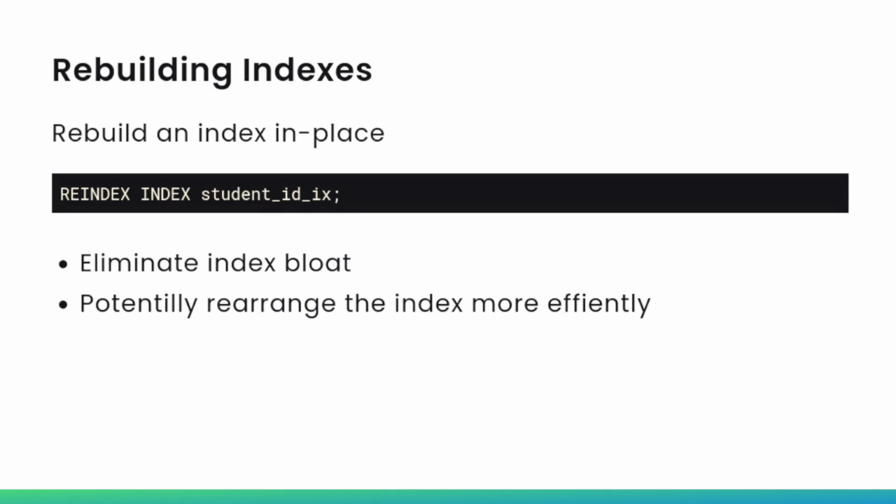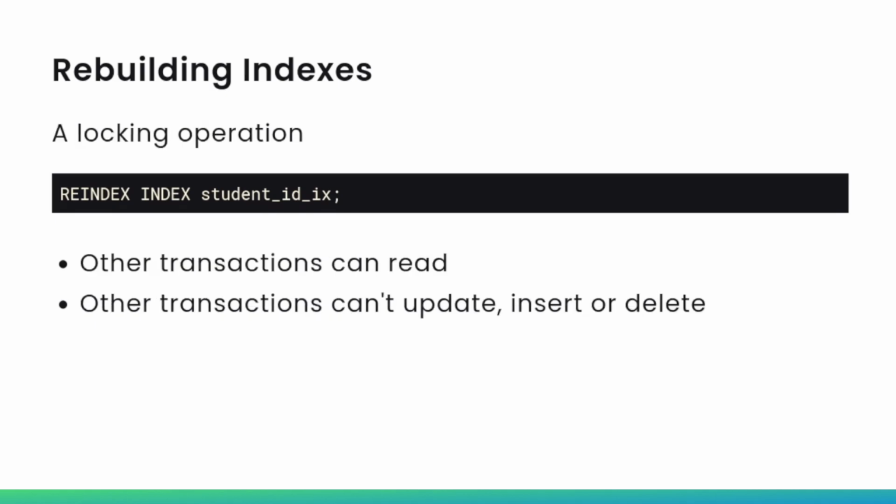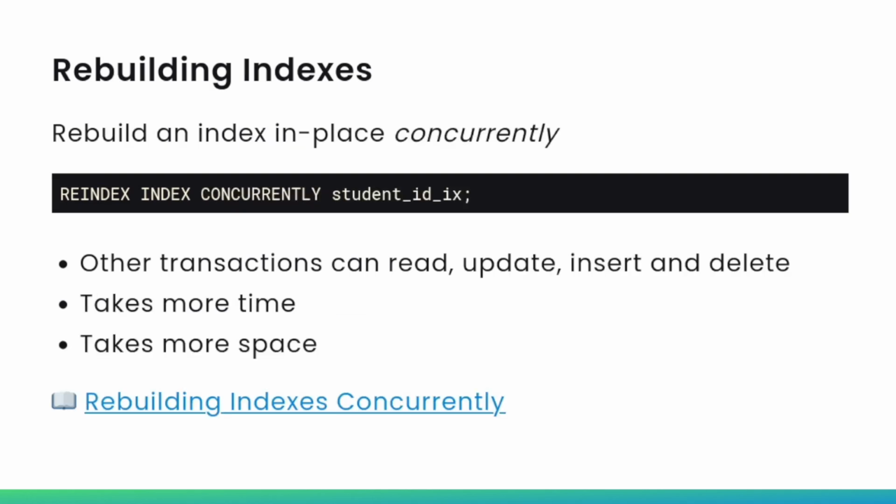The problem with re-indexing is that it's a blocking operation. While you re-index a certain index, other transactions can't use this index for anything. And it may also affect the ability of other transactions to update, insert, and delete rows from the table. So that's no good. For that, there's an operation called reindex concurrently, which means rebuild the index in place without acquiring too restrictive locks, okay? So other transactions will be able to read, update, insert, and delete rows while you re-index the index.